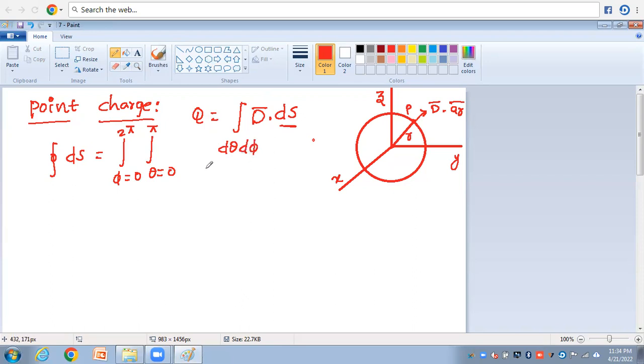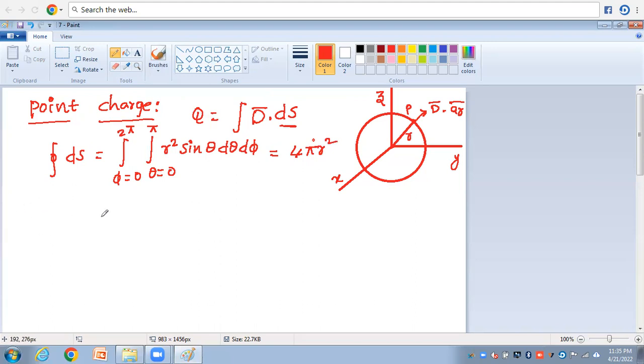Then for dS, first we write d theta and d phi. If it is d theta, you write r. If it is d phi, r sine theta. Then finally you can write r squared sine theta d theta d phi. Doing the mathematical part, if you derive this, you get the total surface area, 4 pi r squared. Now substitute this in the expression.